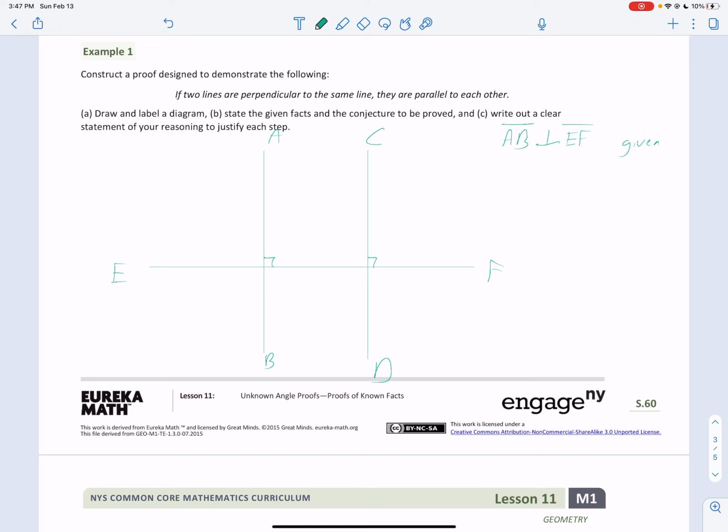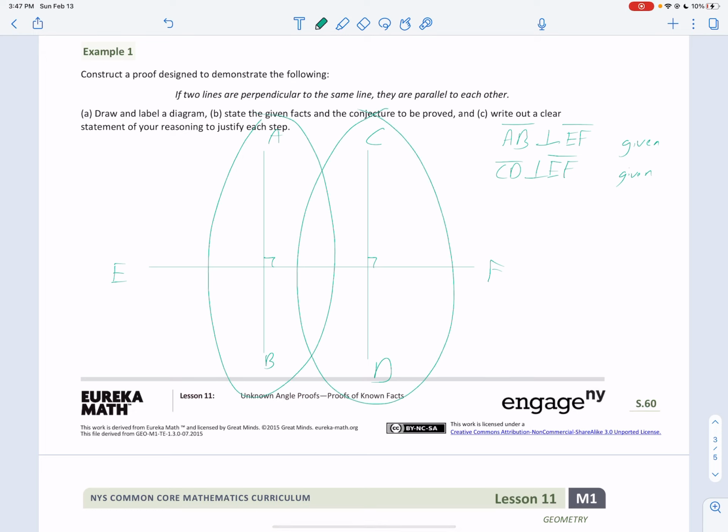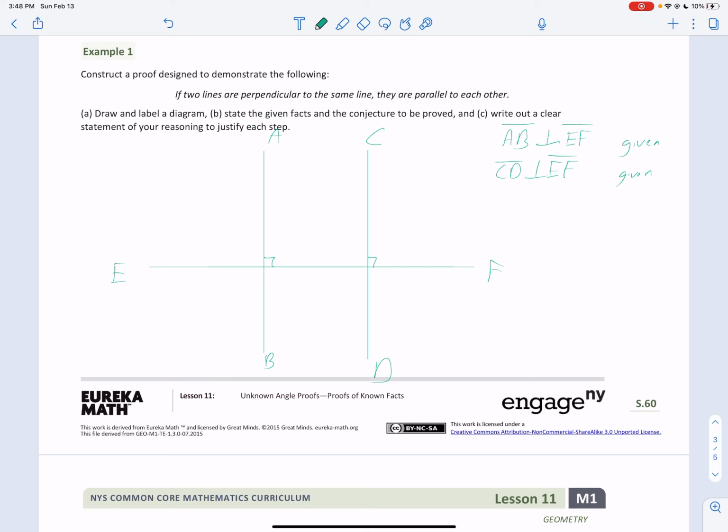And we know that CD, the other line, is also perpendicular to EF, because all they said was we had two line segments or lines that are perpendicular to one line. So this one is one of the line segments perpendicular to EF, and the other one. And both of these are given, because that's the whole premise of our proof. And we need to prove that AB, this line, is parallel to that. Well, what's nice about this is that that's pretty easy to do.